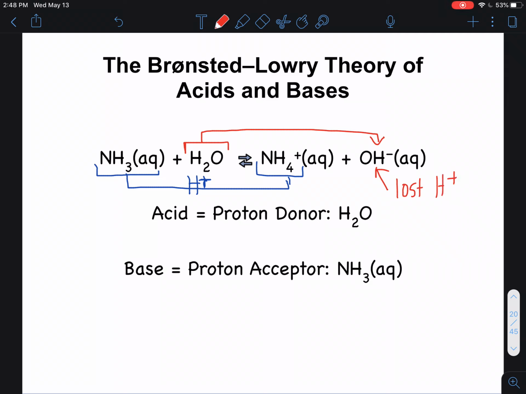So in this situation, water is the acid because it donated a proton, right? It lost it at the end. And ammonia is the base because it accepted the proton. Okay? So this is a different example, right? Before we showed you where water acted as a base, now it's acting as an acid.